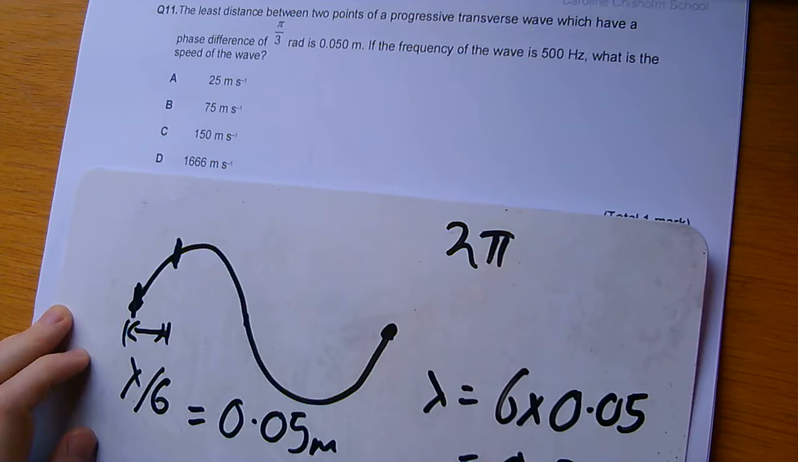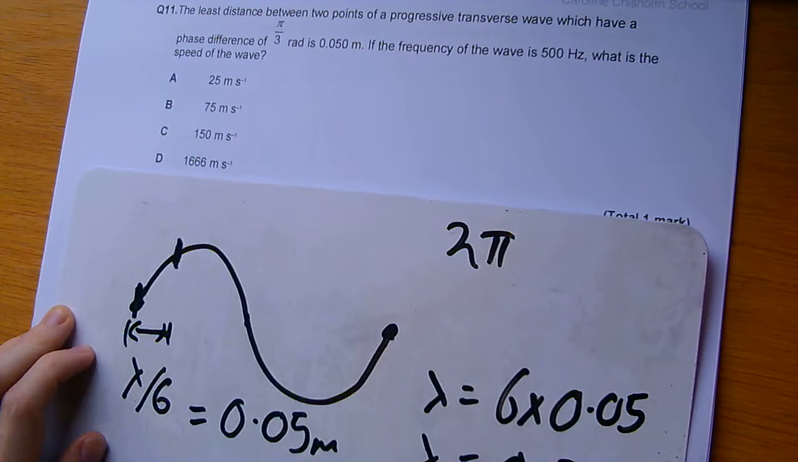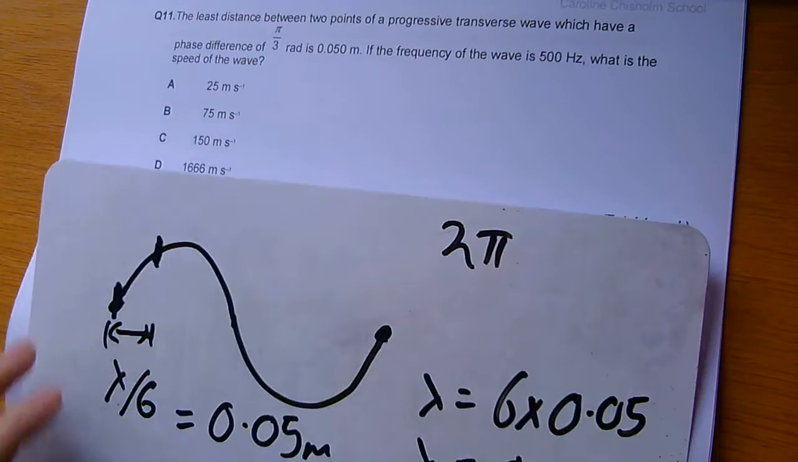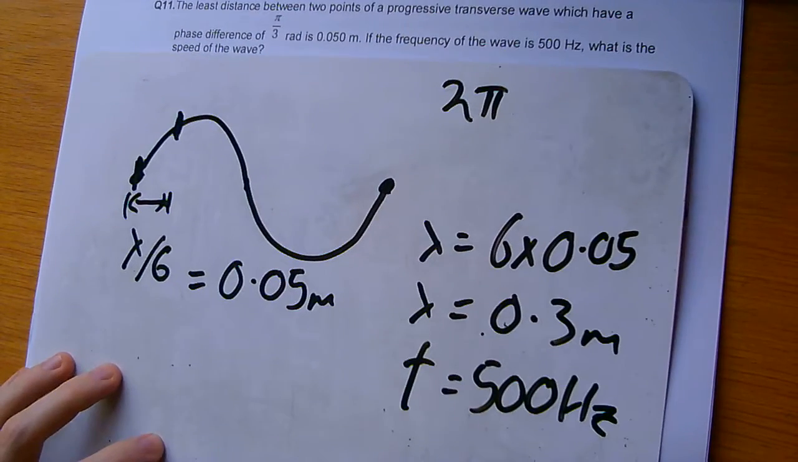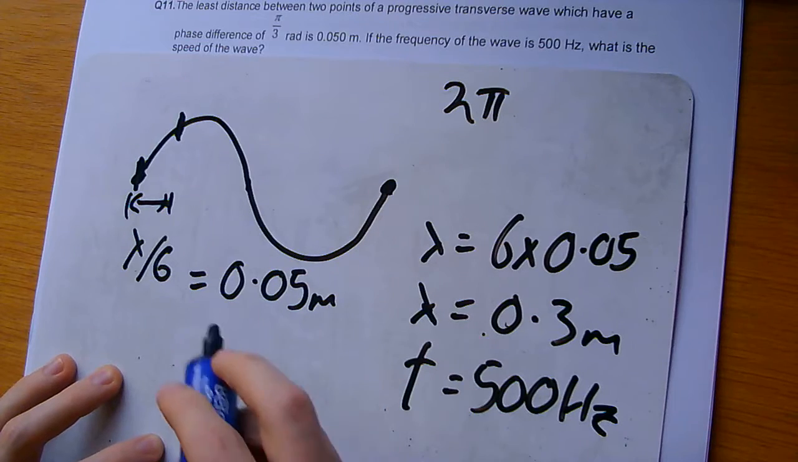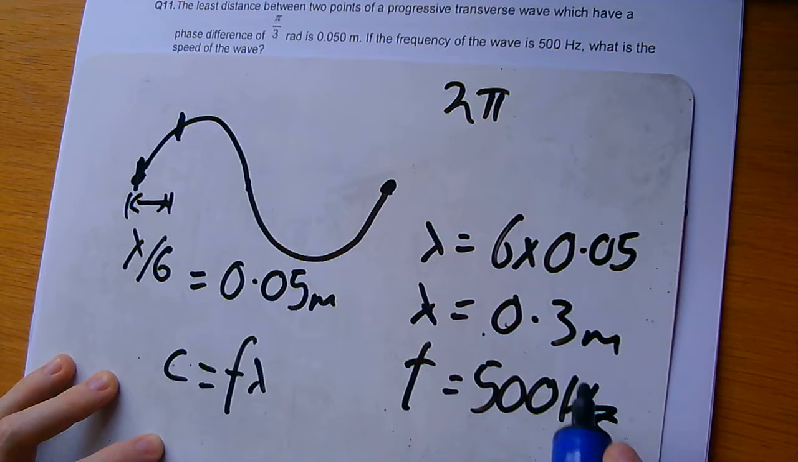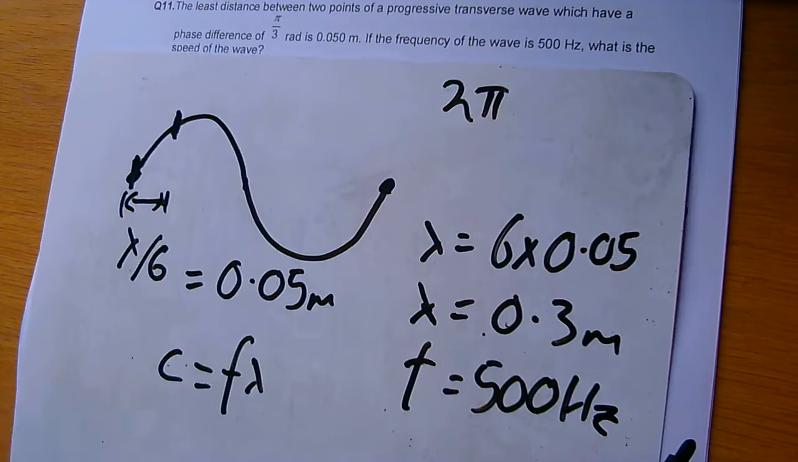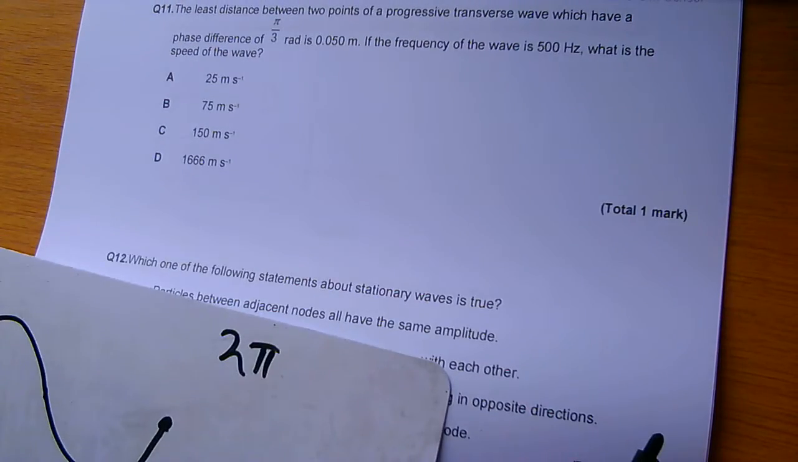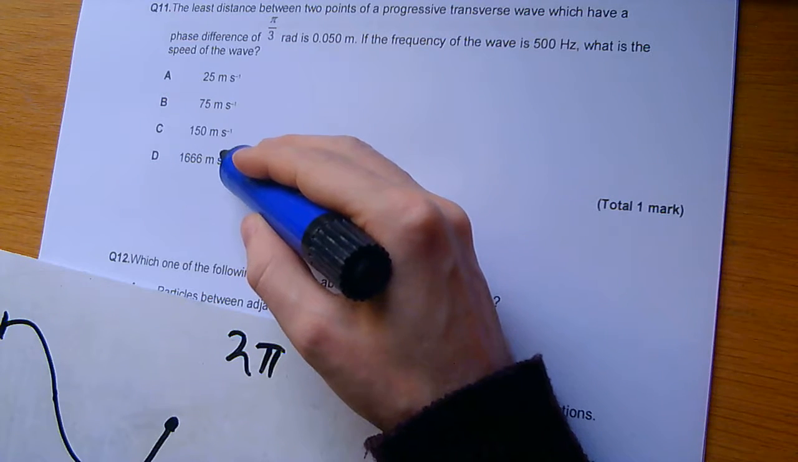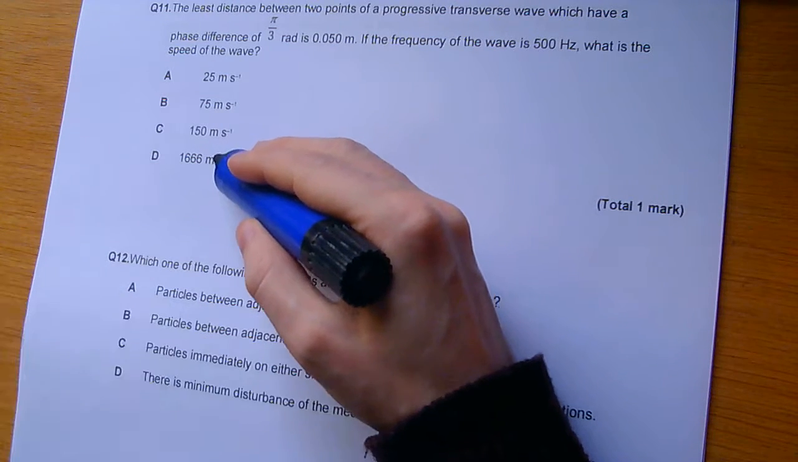We've got to figure out what the speed of the wave is, and we're told that the frequency of the wave is 500 Hertz. Let's stick that onto the screen for you. There it is. So we know the wavelength, we know the frequency, and we know an equation that links frequency and wavelength, multiplying the two together. 0.3 lots of 500 is going to give you 150 meters per second, which is C. So 11 is going to be C.